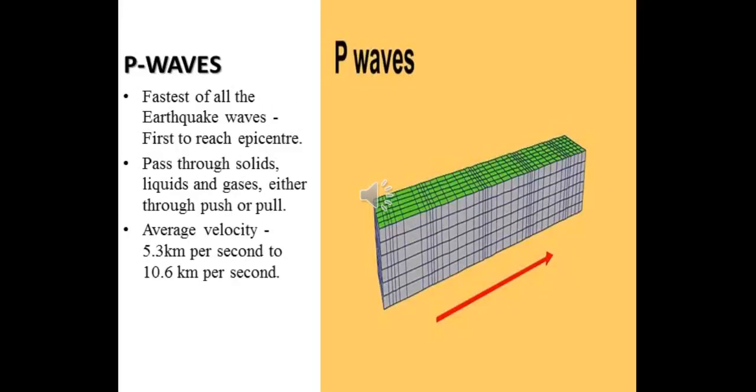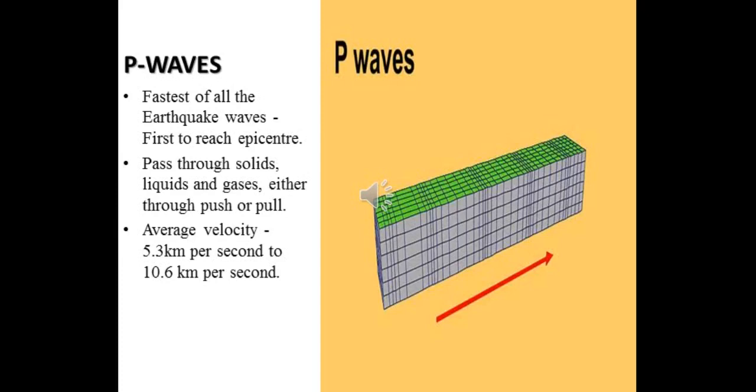Primary or P waves are the fastest of all the earthquake waves and the first to reach the epicenter. These waves pass through solid, liquid and gases, either through push or pull. They have an average velocity of 5.3 km per second to 10.6 km per second.